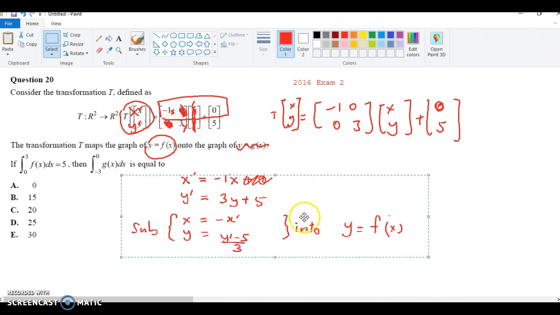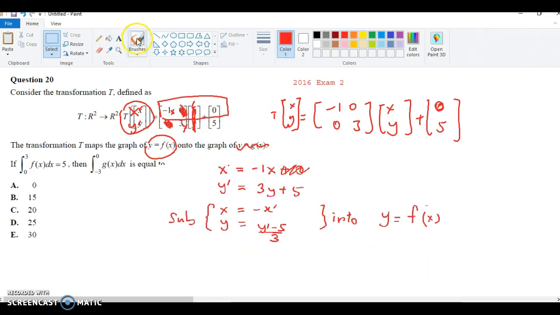Can you tell me what will be after I substitute the y in? So the y will become y dash minus 5 over 3. And the x will become negative x dash. And what is the next step I need to do? Not yet. What is my... get y by itself? Okay, so don't think too much about the question. We just do the same thing again and again and again. All right, so y by itself.